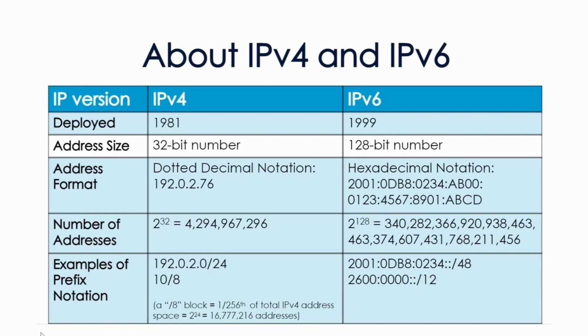IP version 4 uses 32-bit source and destination addresses, usually shown in dotted quad format, such as 192.168.2.4. A 32-bit address field allows 2 to the 32nd, or nearly 4.3 billion addresses.